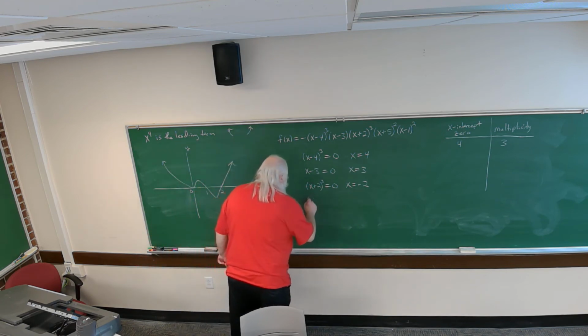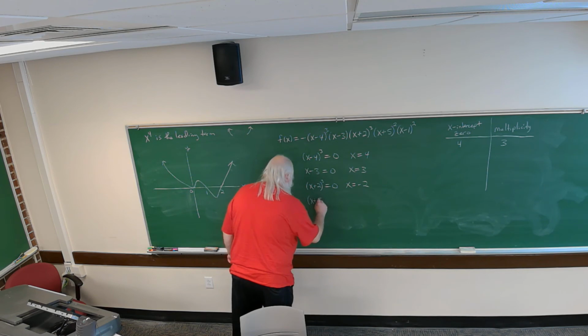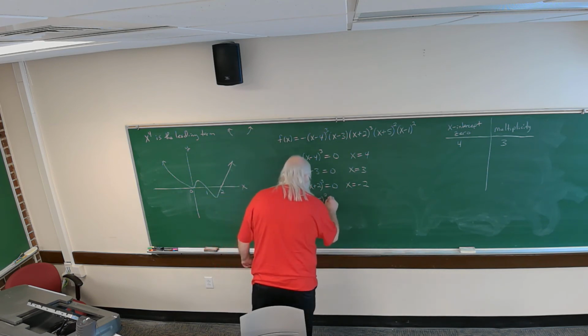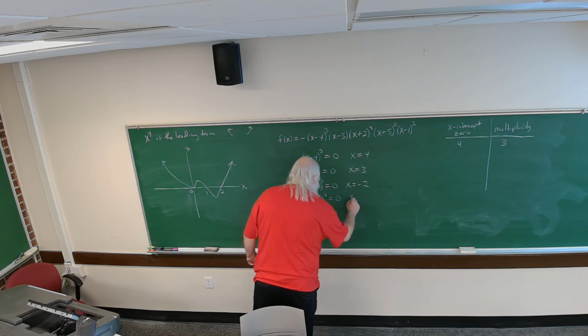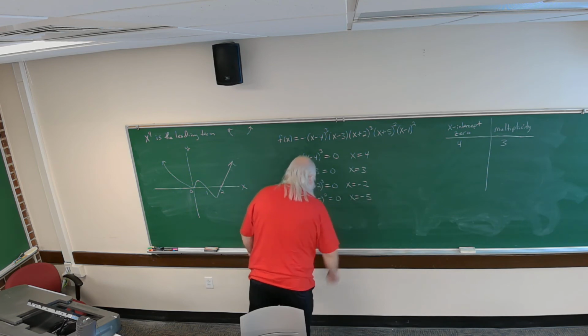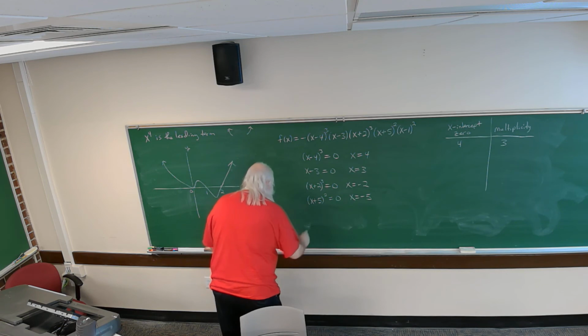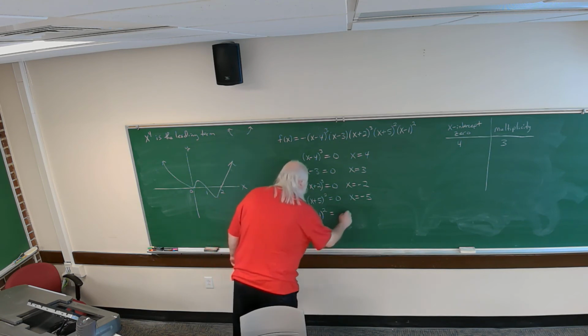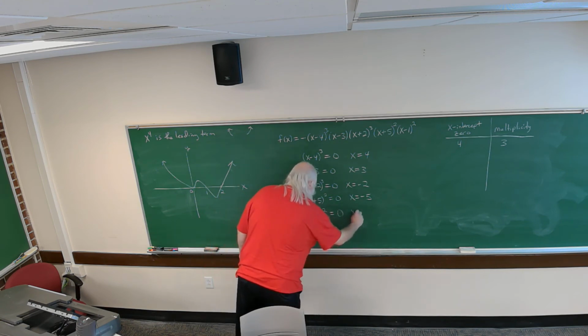And then we have the factor x plus 5 squared is equal to 0. X is equal to negative 5. And then we have the factor x minus 1 squared is equal to 0. Means x is equal to 1.